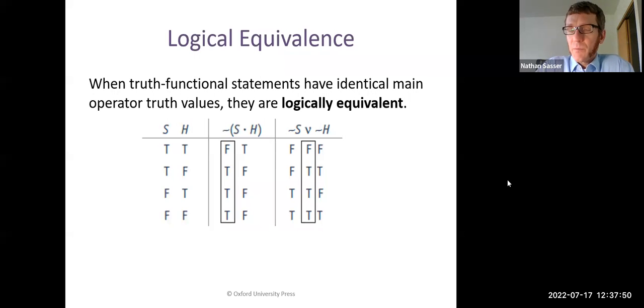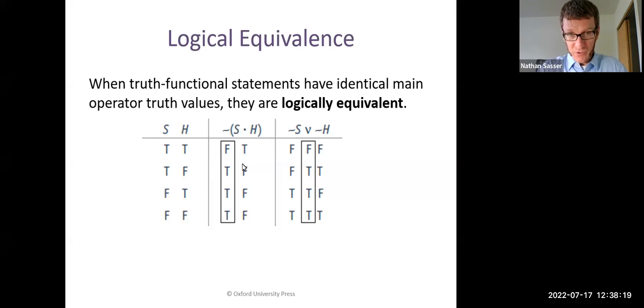In this video, we're talking about 7F, and we want to understand the concept of logical equivalence. Now, when you've got two truth functional statements, two compound statements, and they have identical truth values on every line of the truth table under the main operators, those two statements are logically equivalent.